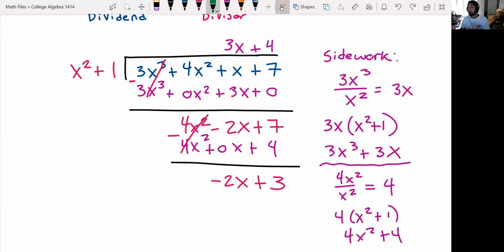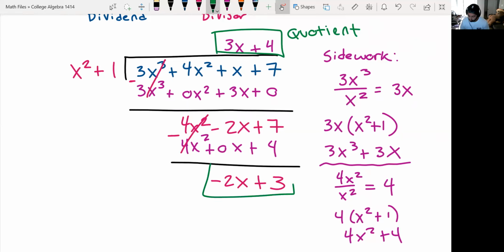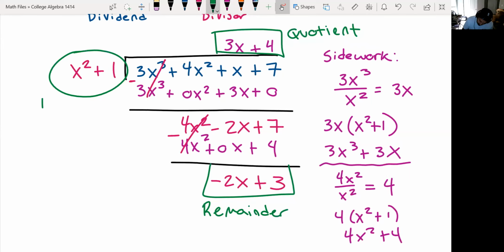Well, we have to know the pieces of our answer. Whatever we multiplied by, which is up here, this is called the quotient. And of course, you know, whatever is left over is called the remainder. And then you also know whatever you divided by is called the divisor.